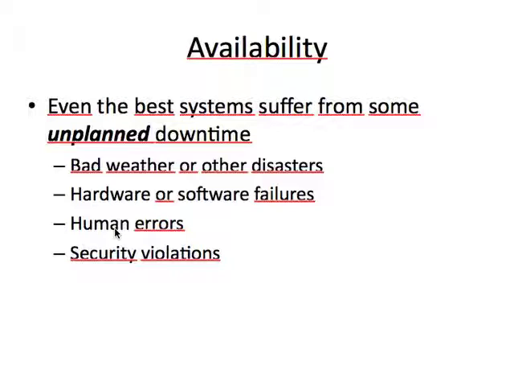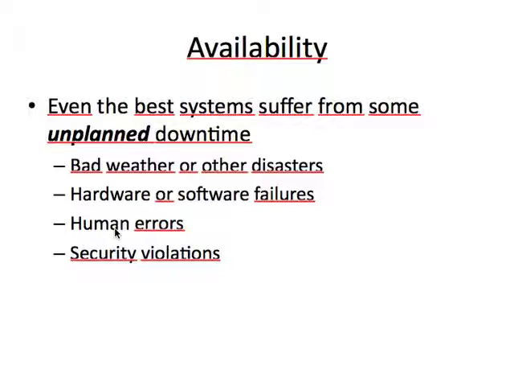Another thing that relates to this is unplanned downtime. Basically, any system, be it Facebook or whatever, usually suffers from unplanned downtime. The reason for that can be, for example, bad weather or other disasters. Maybe the power is out and our servers cannot run, or maybe somebody broke the network cable to our servers or something like that. Or then we can have a hardware or software failure.